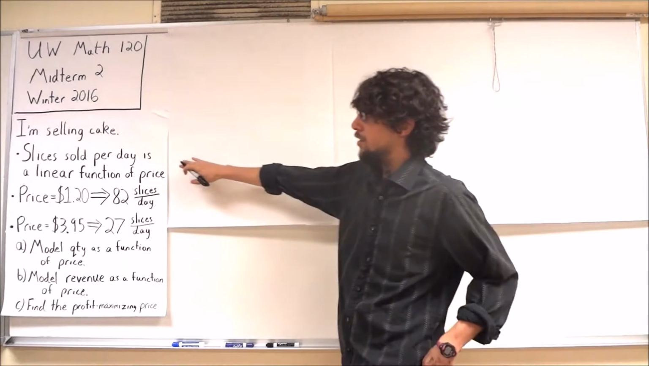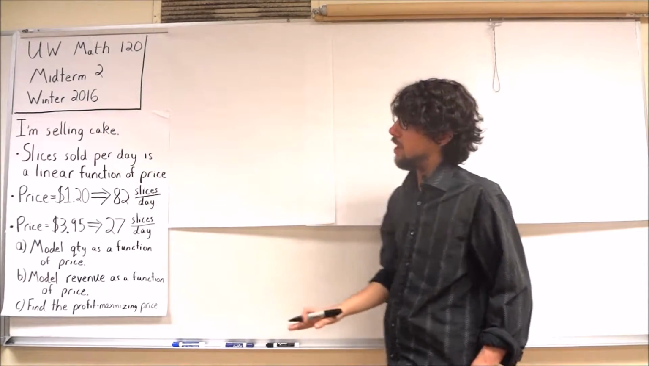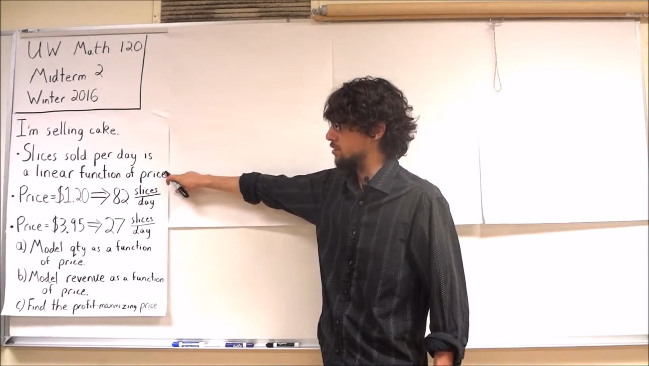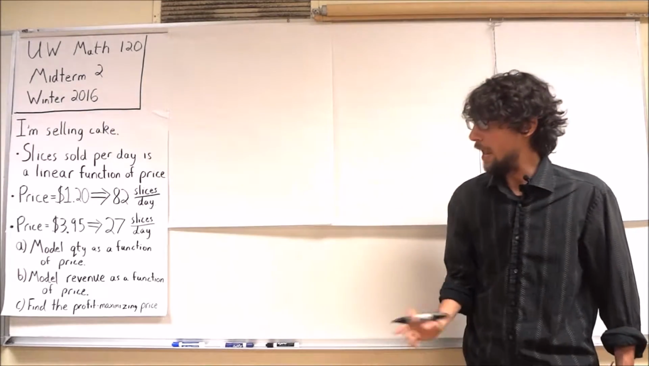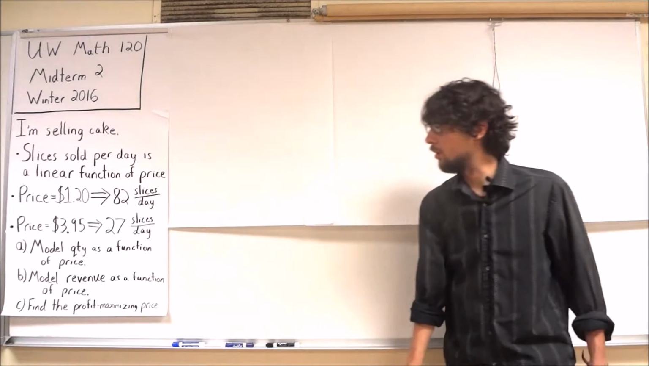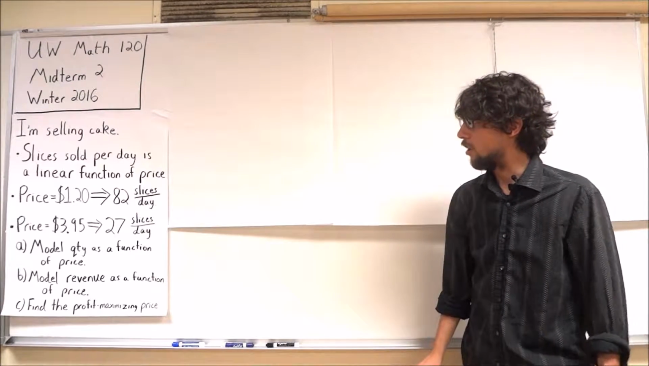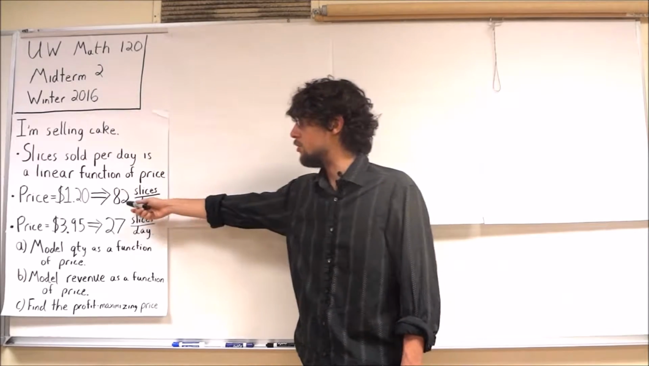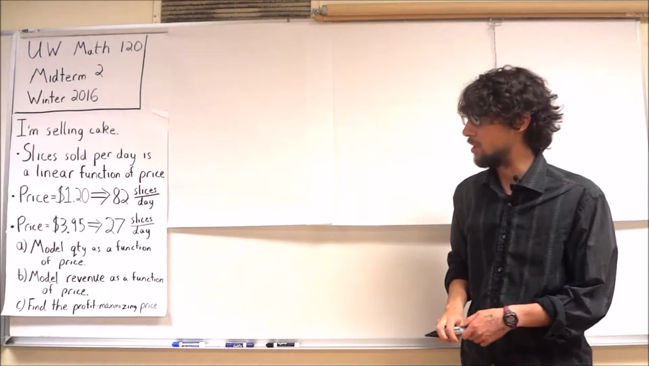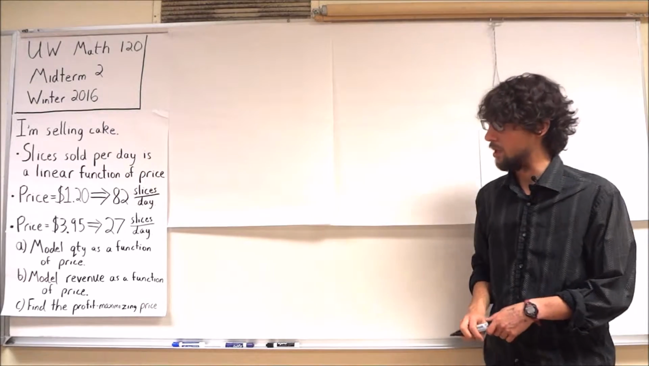In particular, the number of slices that we sell per day is a linear function of the price. And we're given two particular price points. We know that if we sell cake at $1.20 a slice, we're going to sell 82 slices per day. And if we sell at $3.95 a slice, we're going to sell only 27 slices per day.